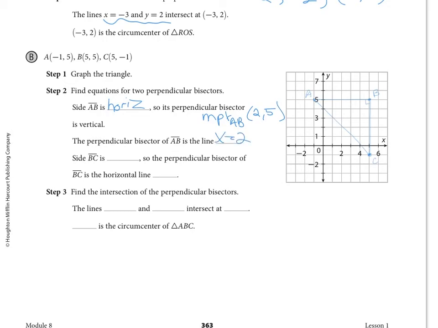Then side BC is vertical, so its perpendicular bisector is going to be a horizontal line through the midpoint, and the midpoint of BC is the point 5, 2. And so that is the horizontal line with the y-coordinate of 2. So the lines x equals 2 and y equals 2 intersect at the point 2, 2, and therefore 2, 2 is the circumcenter of triangle ABC.